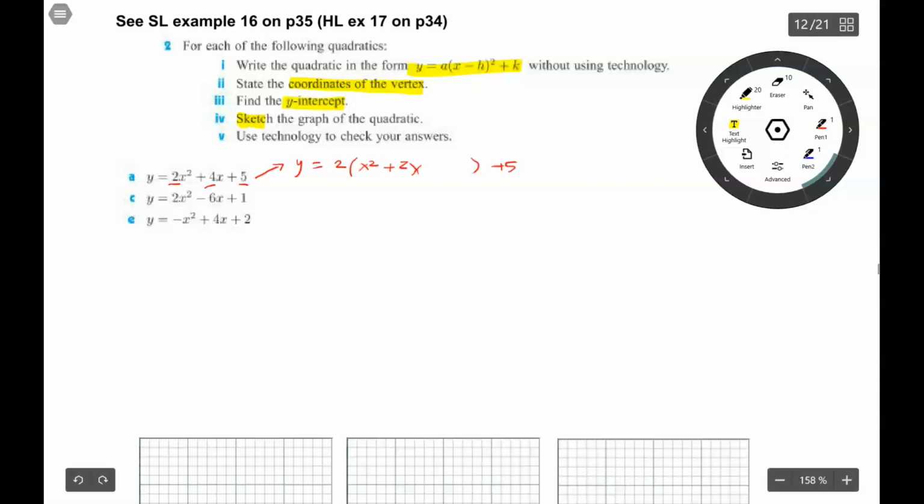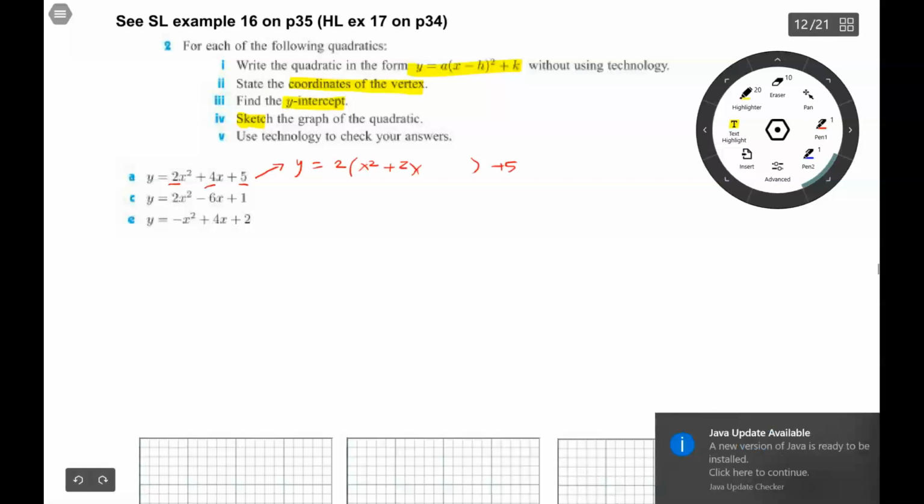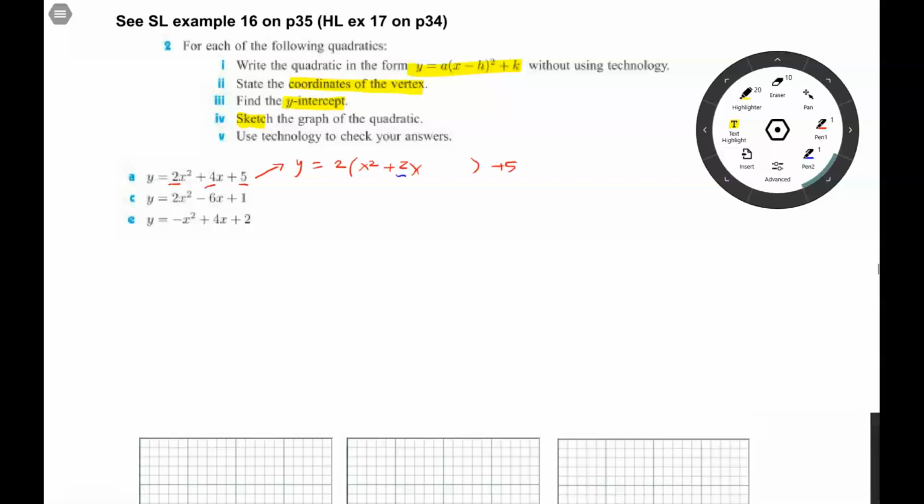So we're going to add the magic number. If we take the B value and divide it by 2, it's 1, and we square it, it's 1 squared, which is 1. So I'm going to do plus 1 and minus 1 immediately so that it's the same thing as adding 0, okay?